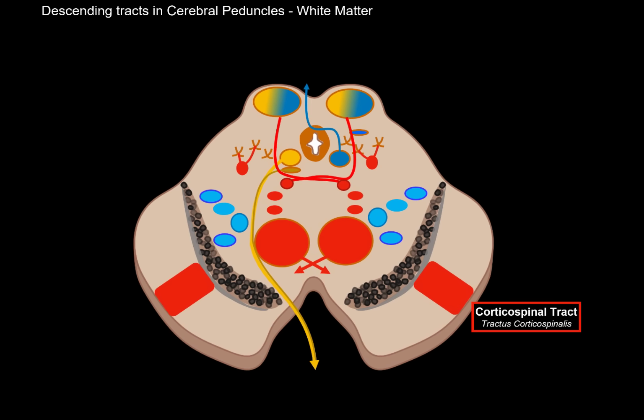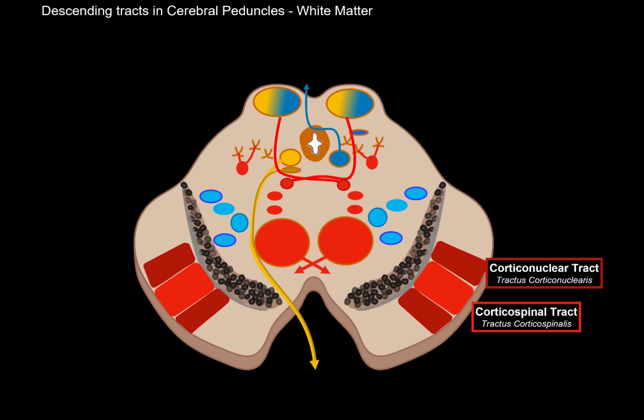Alongside the corticospinal tract, you will find the corticonuclear tract as well. It descends in the same area as the corticospinal tract, but the corticonuclear tract is responsible for the voluntary control of muscles located in the head and neck.